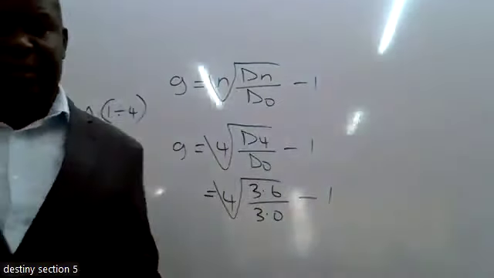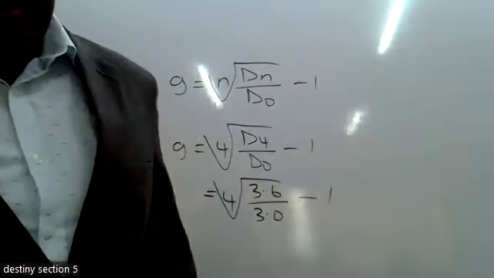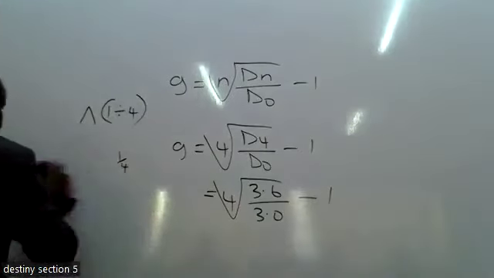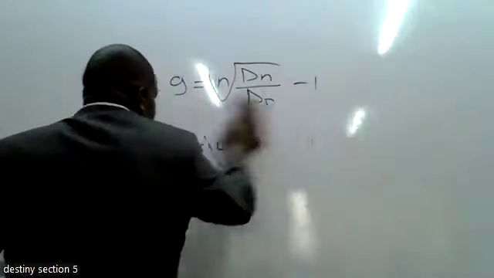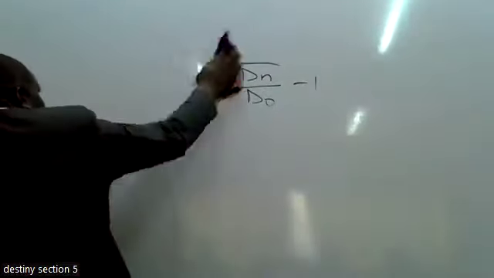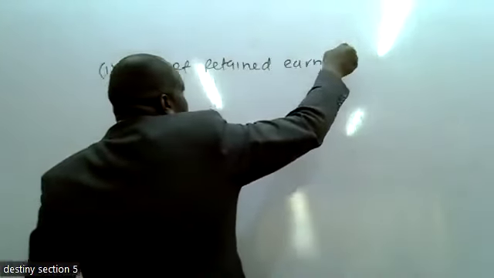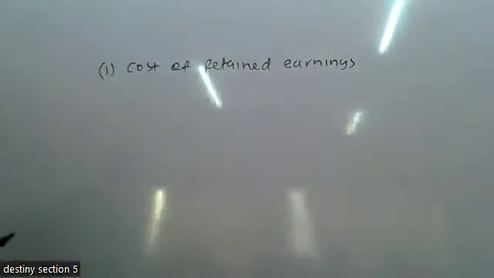So now after that, I go to the cost of the retained earnings. I now calculate the cost of the retained earnings. This question has a constant growth. So I'm first of all calculating the cost of capital for each. So the cost of the retained earnings.